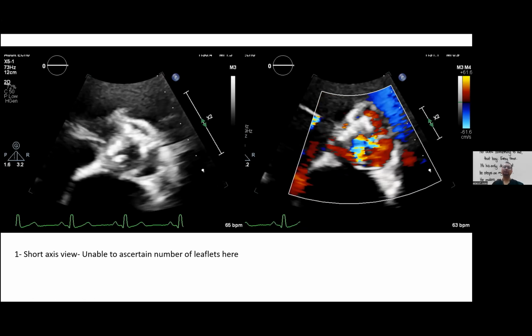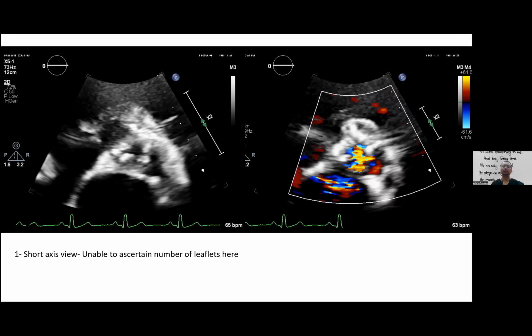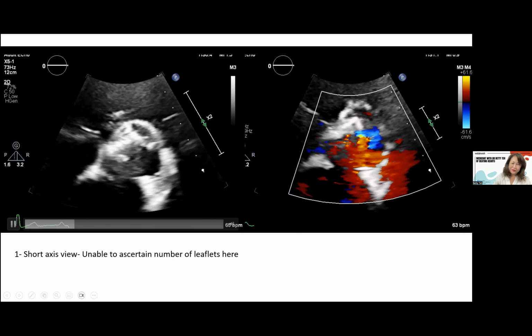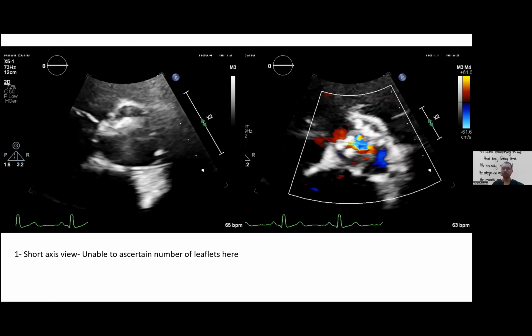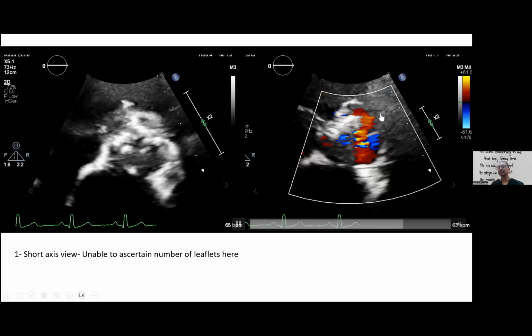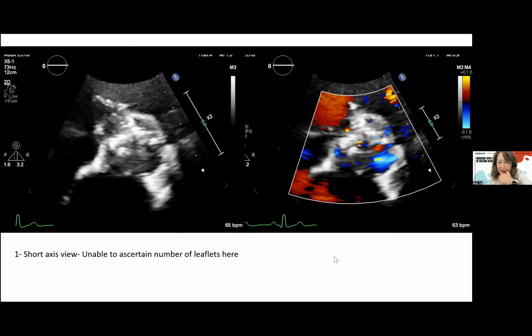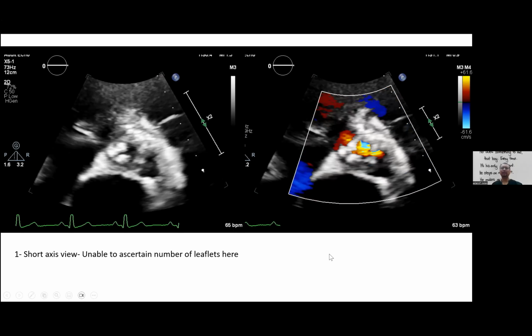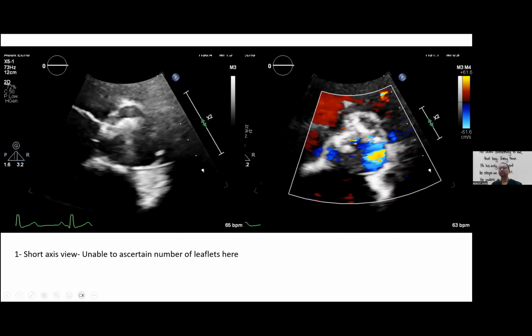If you put a gun to my head and you want me to say, I will say that this is a trileaflet aortic valve as well. But the patient is relatively young. I think she's 50. So it is very unlikely for a trileaflet aortic valve to degenerate as early as this.